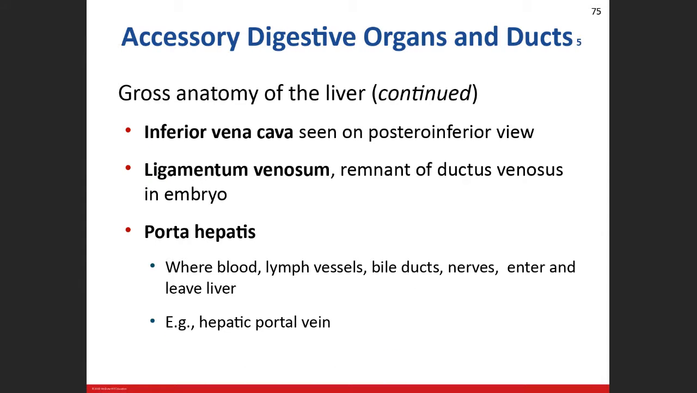A couple other structures that you need to be familiar with, obviously inferior vena cava. We have another structure that when you're born turns into a ligament. This is called the ductus venosus. Once you're born, the production of certain chemicals in your body will cause this structure to degenerate into a ligament structure here. And where all the blood vessels and lymphatic vessels, nerves and everything enter and exit the liver, we refer to that region as the porta hepatis.